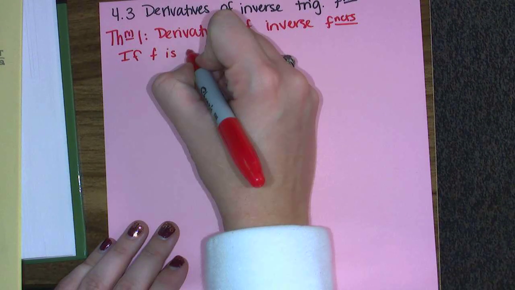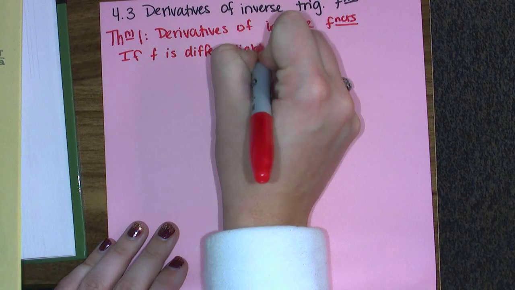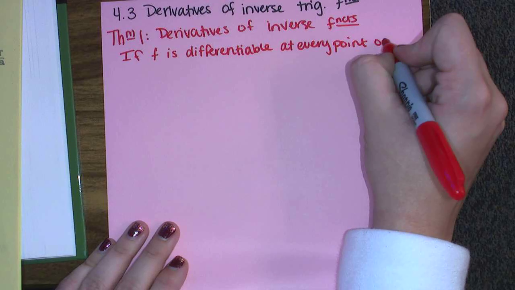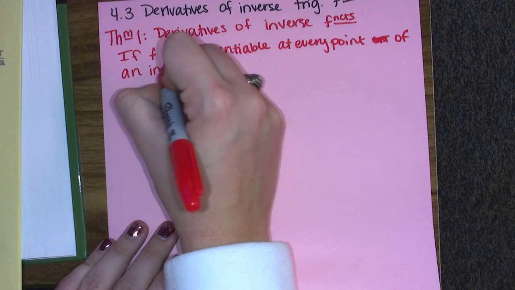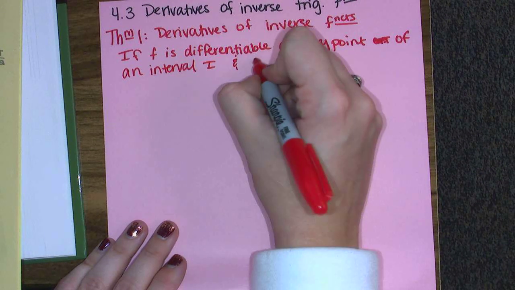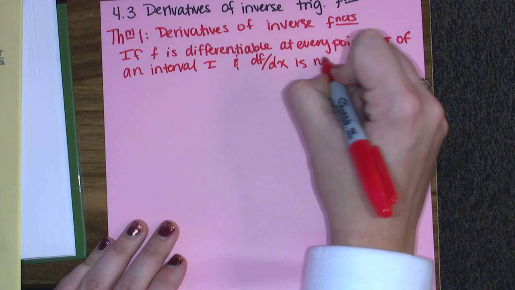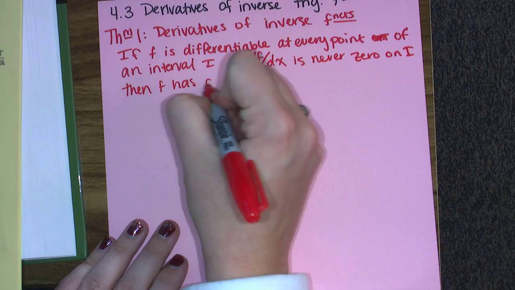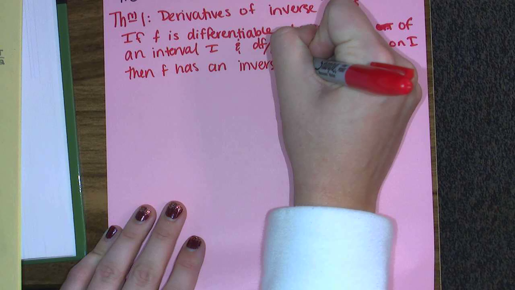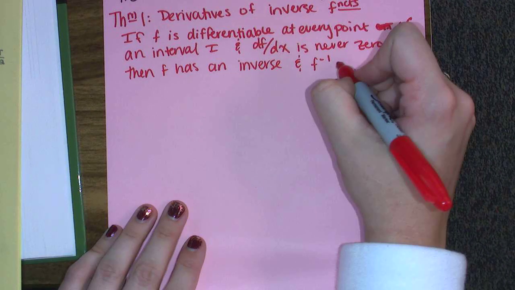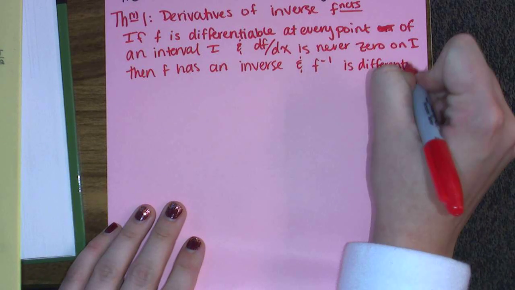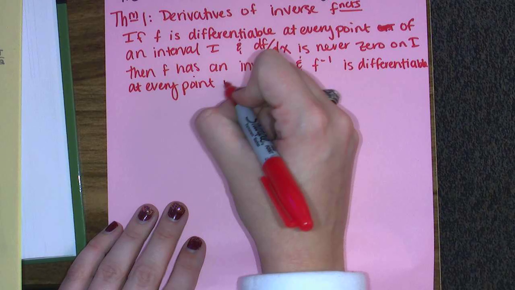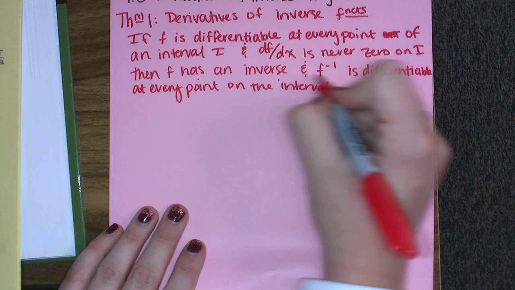If f is differentiable at every point of an interval I and df/dx is never 0 on I, then f has an inverse, and f to the negative 1, or f inverse, is differentiable at every point on the interval f of I.